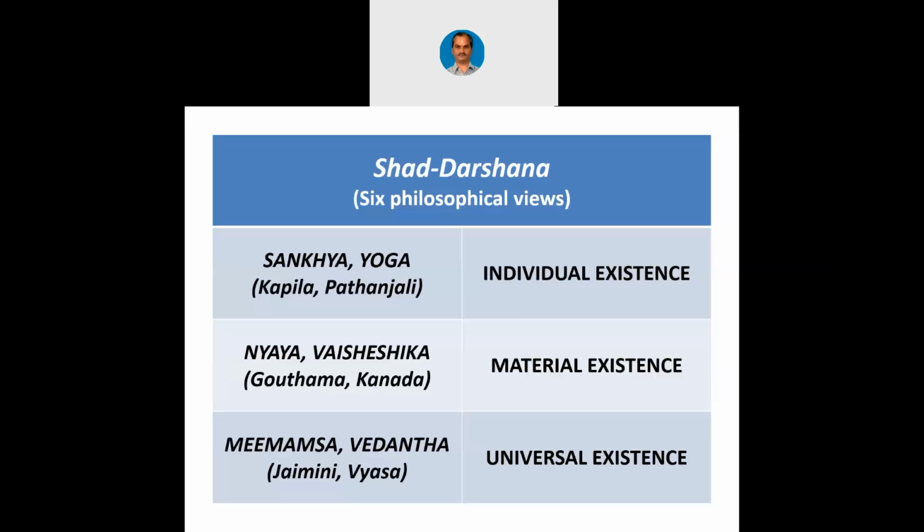Again, of all these six, Sankhya and Yoga can be of one type, Nyaya and Vaisheshika of another type, Mimamsa and Vedanta of a third type. But all these six are basically discussing existence, existence, existence. It seems as if they are discussing different types of existence, but everything is correlated and interrelated with each other.